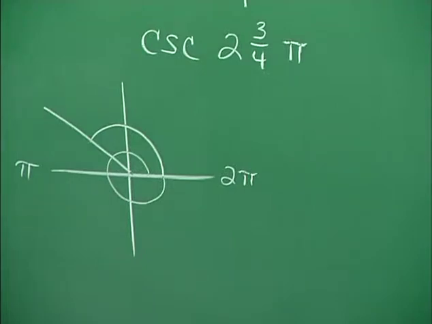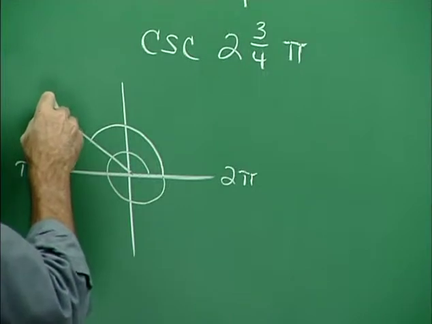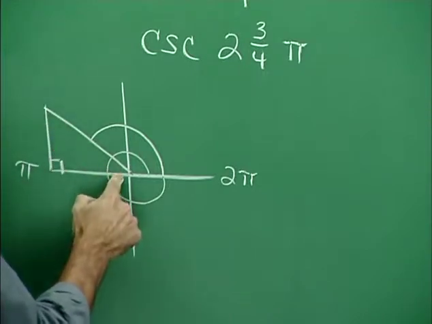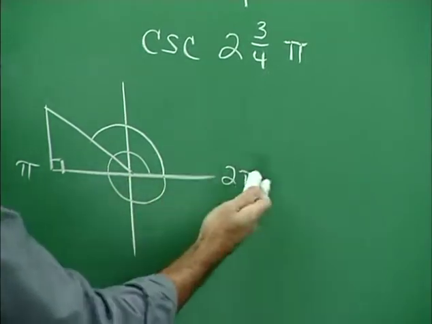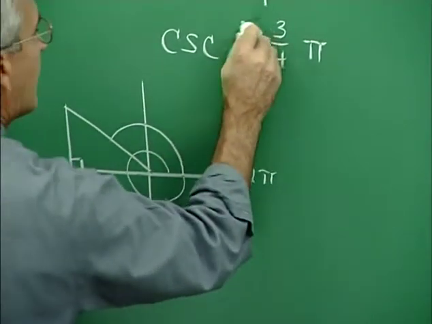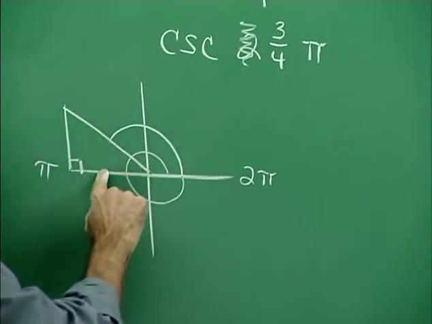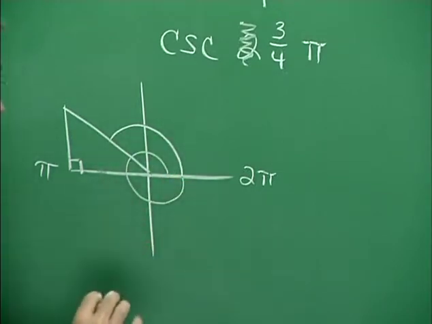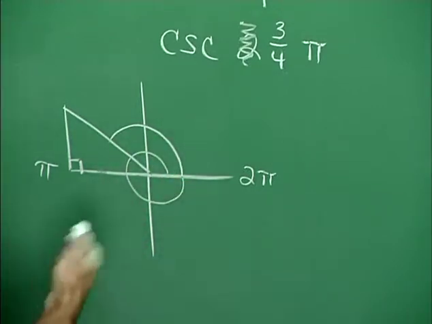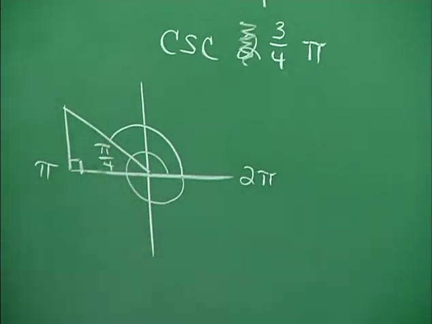Now, what are we going to do about this? Well, we're going to create a reference triangle and a reference angle. We can throw out the 2 pi part of it and think about it like this. What's 3/4 pi, and the reference angle for that? Well, we take pi and subtract 3/4 pi. That leaves us with 1/4 pi, or pi over 4, for our reference angle.